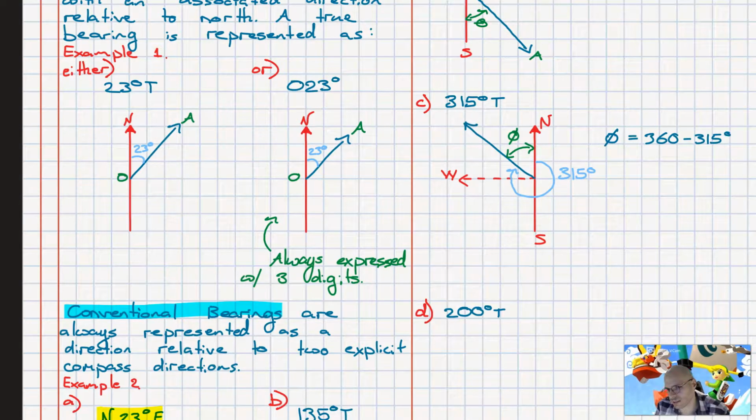That will yield the angle in which we sweep from a northerly direction to a westerly direction. This will come out to be, I believe, 45 degrees as well. So therefore, the conventional bearing for this particular diagram, or the conversion of true to conventional, is going to be north 45 degrees west. So we start at the North Pole and we swing 45 degrees to the west. Alright, that's example C. Now let's go to example D.